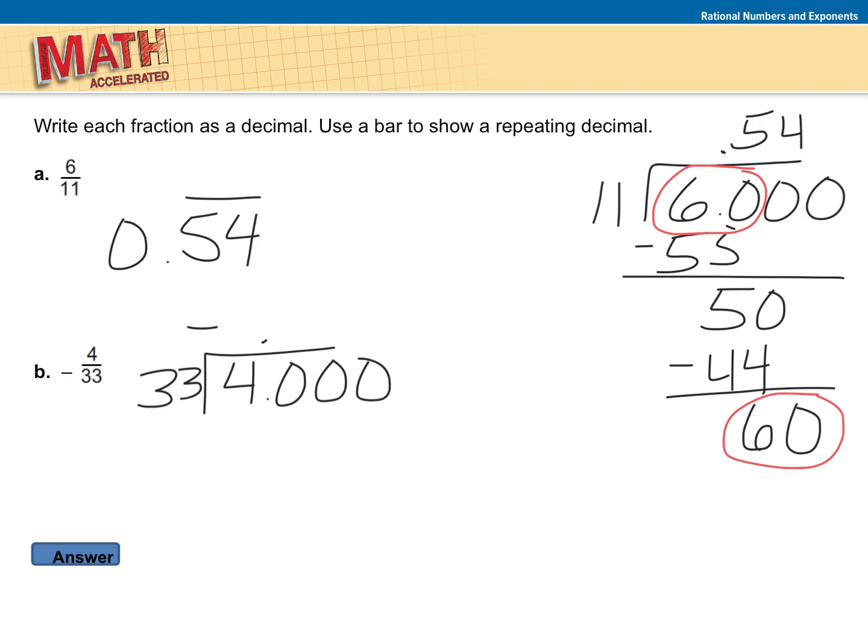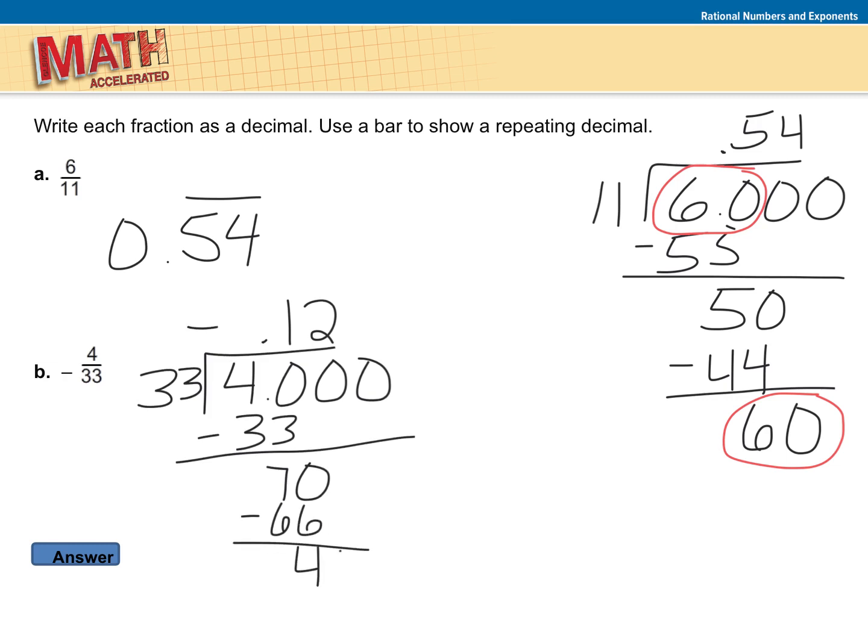How many times does 33 go into 40? 1 time. What's 1 times 33? 33. Subtract 40 minus 33? 7. Bring down a 0. How many times does 33 go into 70? 2. You get 66. You get 40. What do you notice? It's going to repeat because we got back to 40.